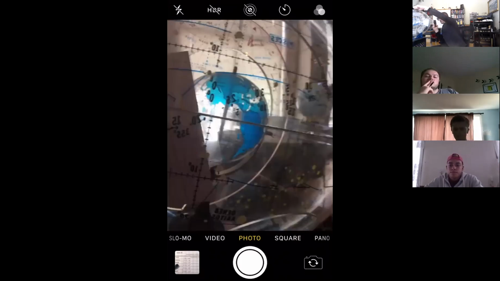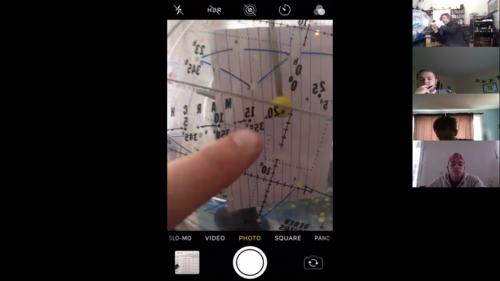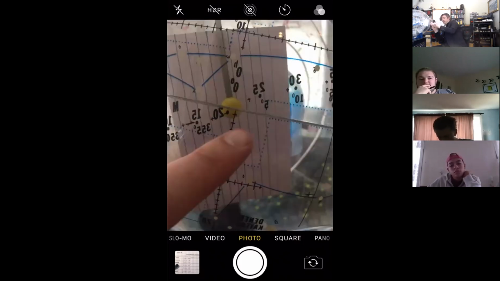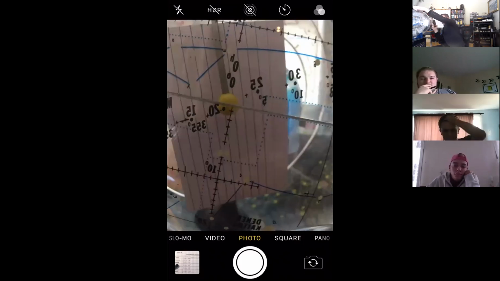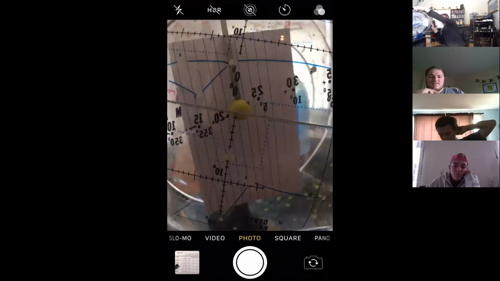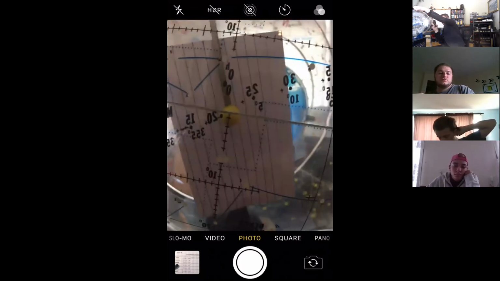So let's move this to March 21st. It looks like that's the 20th, and that's the 25th. So the 21st is right about there. What would you guys say the right ascension and declination of the sun is on that day?